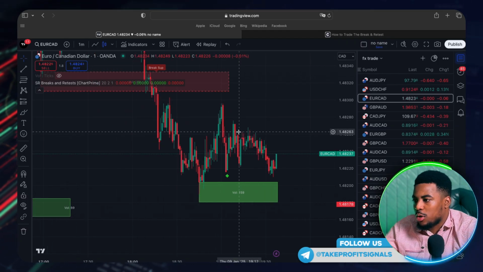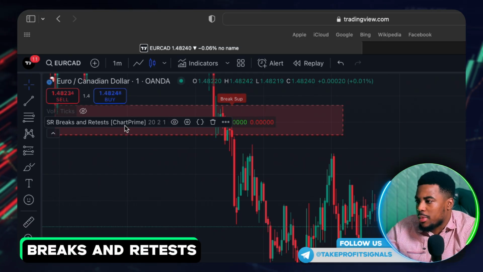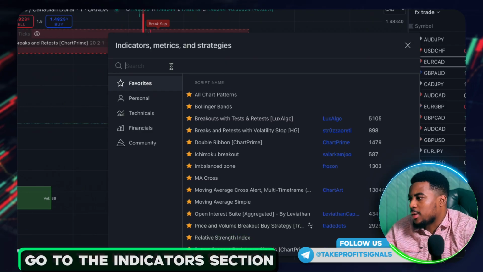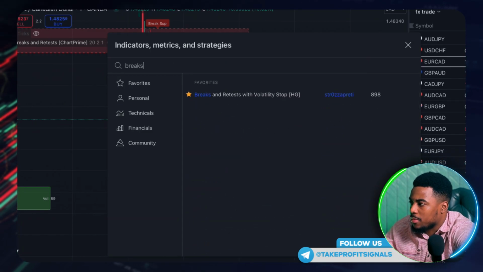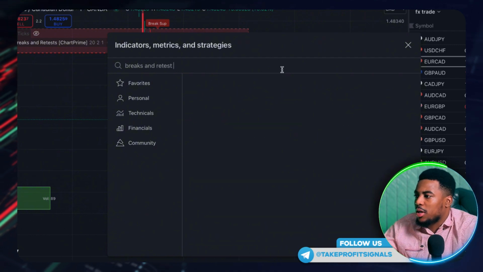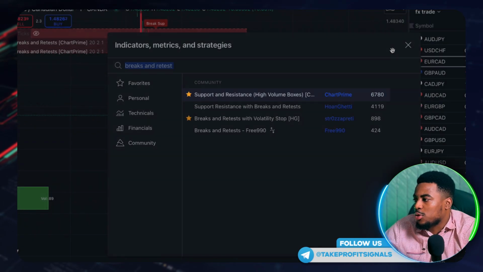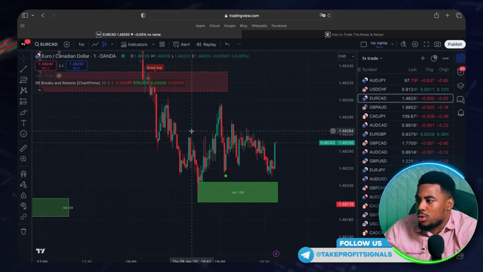The indicator that we are going to add to TradingView today is called BreakEntryTest by ChartPrime. So just go to the indicator section and write the name of this indicator here. Here is this indicator from the ChartPrime author. He has 7,000 users. Just click once and it will be automatically added to your chart.